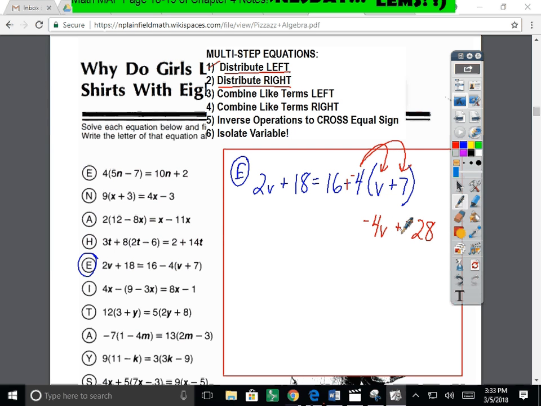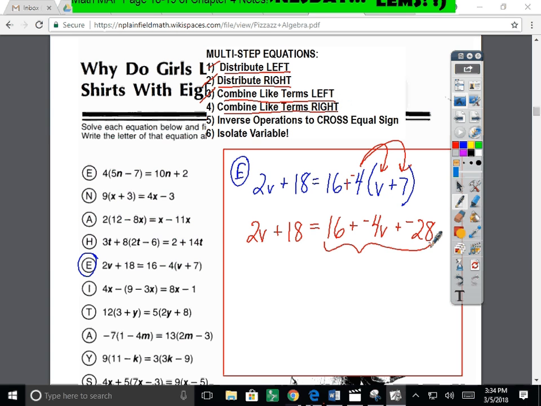We've distributed or expanded. I still have 16 being added to those terms, and on the other side of the equal sign, I still have 2v plus 18. Great, we took care of distribution on the right. What does it tell me to check for next? Can we combine like terms on the left? Well, no, variable terms don't go with constants, so no need to look any farther. What about this? Can I combine like terms on the right? Is there anything on the right side that could be combined?